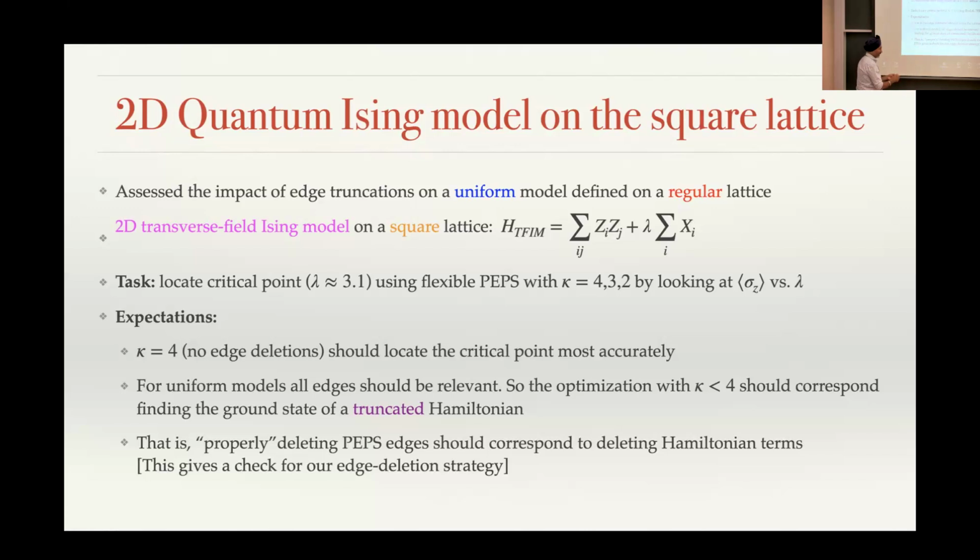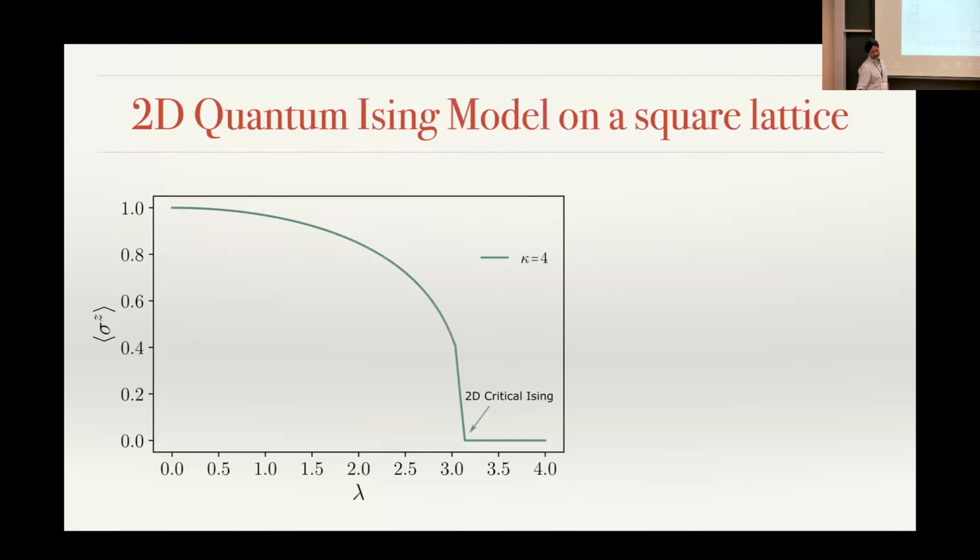If we were really properly deleting edges, properly meaning doing it in a way that has controlled impact on the state, this expectation should be met. And I'm probably running out of time, so I'll just run over this. So here's keeping kappa as 4, no edge deletions. And indeed, we find that this method was able to locate the critical point.